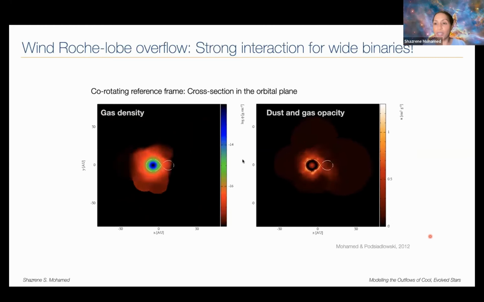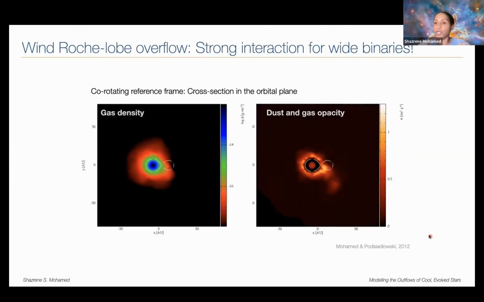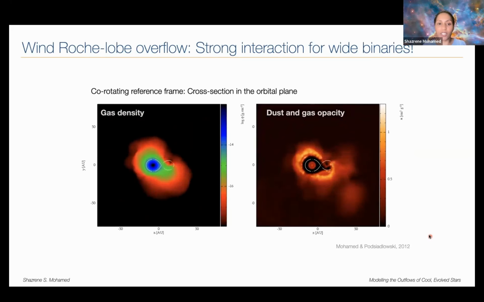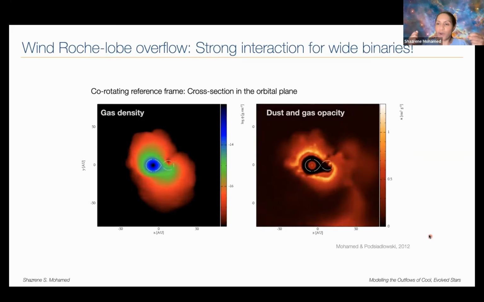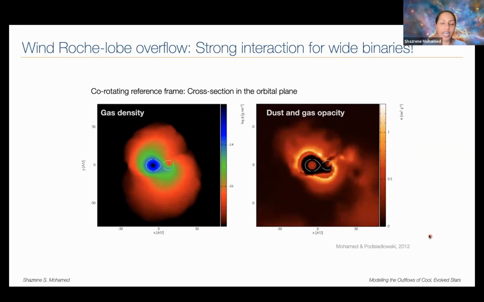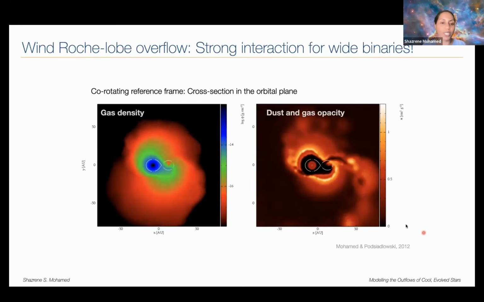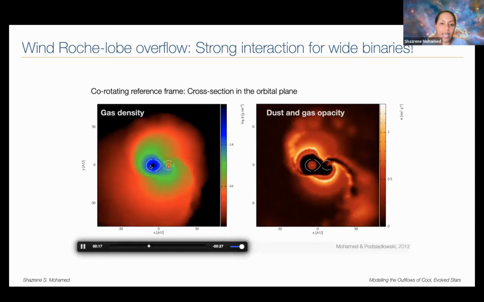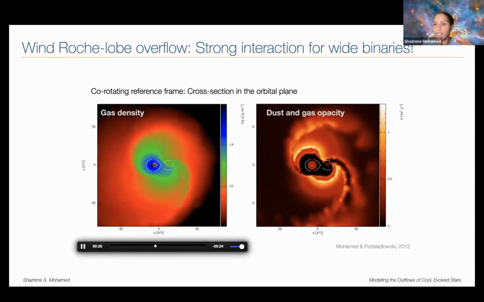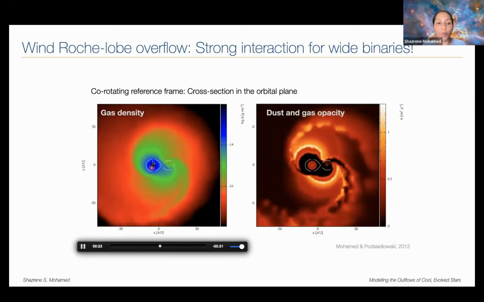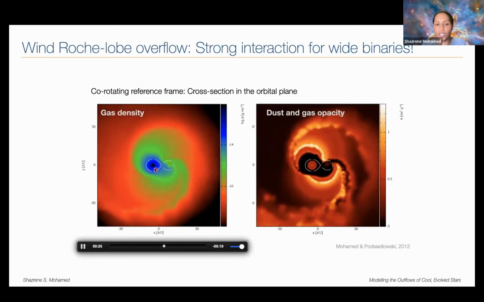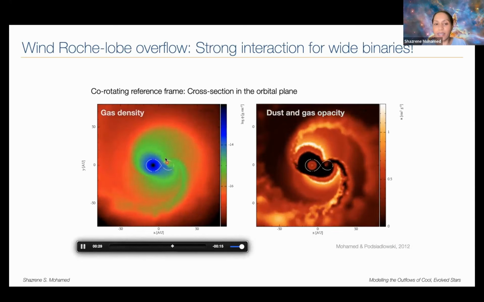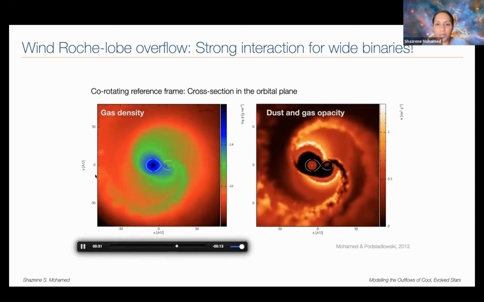Now, that was a close binary, and if we switch to a much wider binary, this is now 20 AU, you wouldn't expect such a strong interaction. We switch to the frame where we're orbiting around the stars, so the two stars are stationary, the co-rotating frame. This is the Mira, and this is the companion. And what you see is you do indeed get this dense material. This is a slice in the orbital plane of the gas density. So you get a lot of dense wind filling the Roche lobe and being channeled onto the companion, and then some material getting lost in a spiral arm.